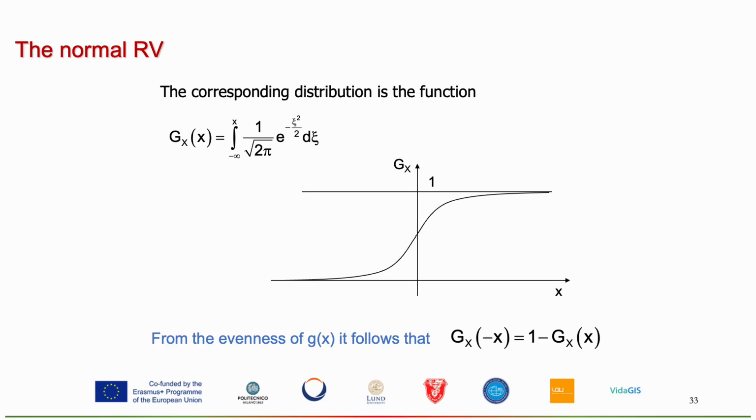At 0, the value is exactly 0.5. At minus infinity, as usual, it is 0. At plus infinity, it is 1. And the function is even because the derivative is symmetric, and so the cumulative function at minus x is exactly equal to 1 minus the cumulative function at x.